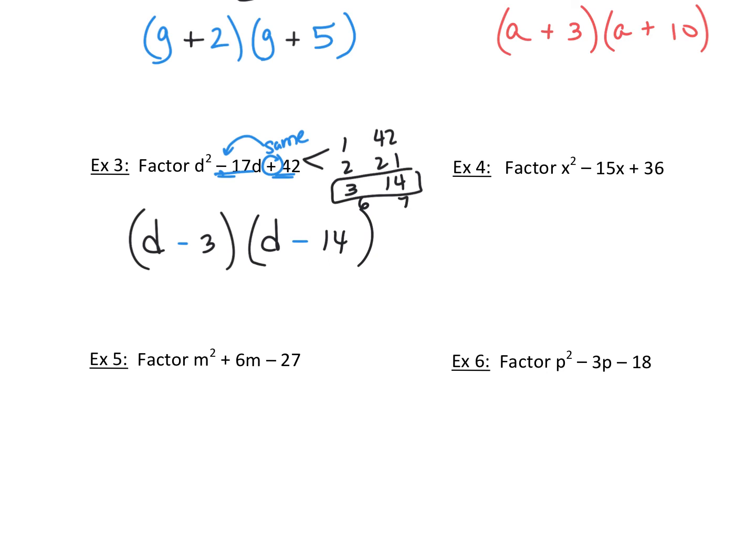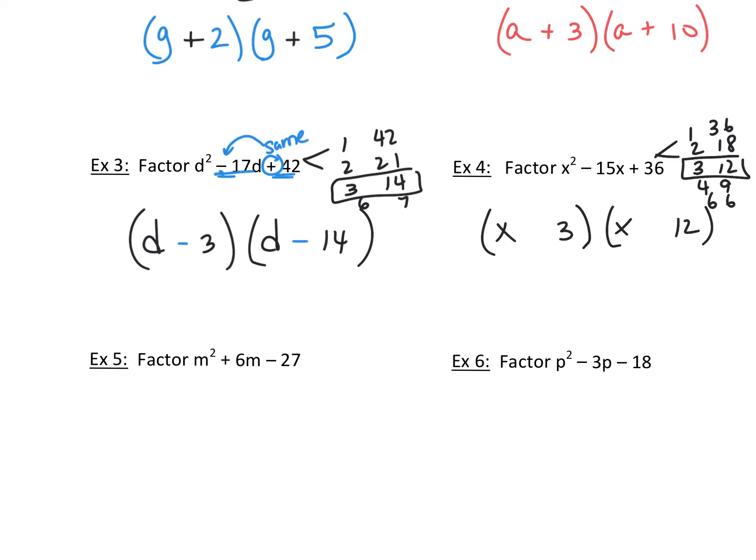Okay, for example 4, I know two binomials, x times x. I need factors of 36. 1 times 36, 2 times 18, 3 times 12, 4 times 9, and 6 times 6. You can use your calculator to just go in order. Just divide by 2, divide by 3, divide by 4, divide by 5. If it goes in evenly, write it down. And I need a sum of 15, so 3 and 12 make 15.